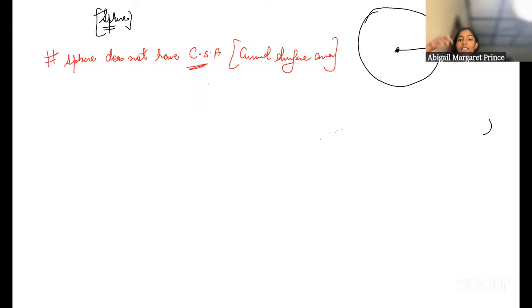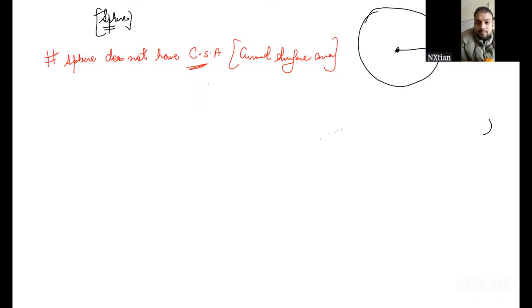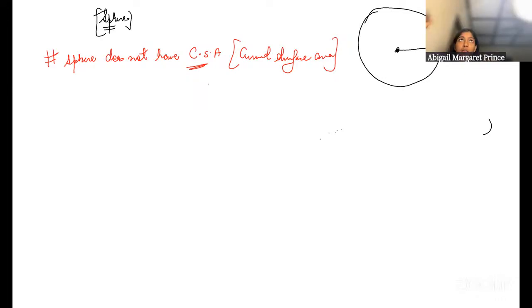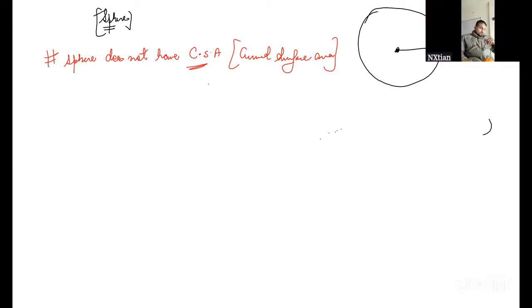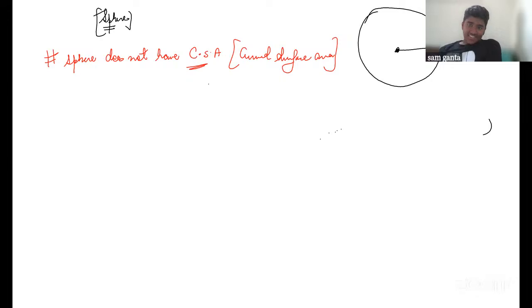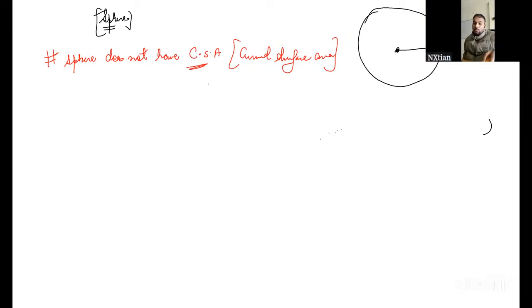Okay, is it Joshua? Yeah. Is it because CSA is between two flat sides? Mhm. Okay, let's check. Joshua, why are we not calculating CSA of the sphere? Is it because the whole thing is curved? Or it's like a spiral? Yeah, the whole thing is circular.